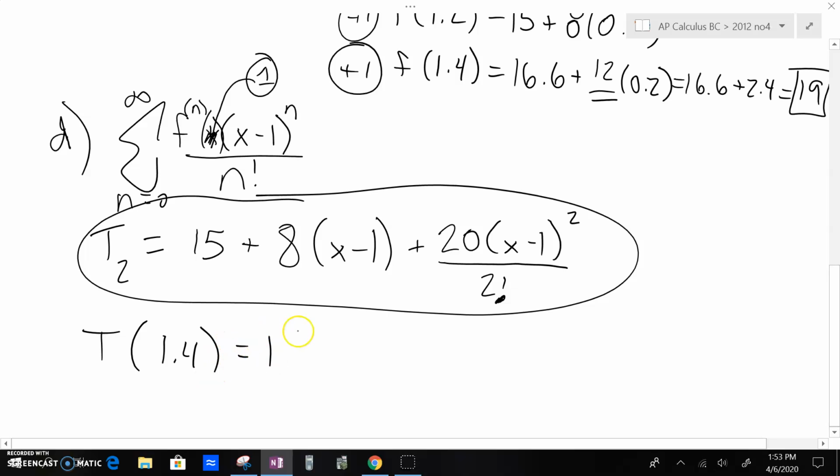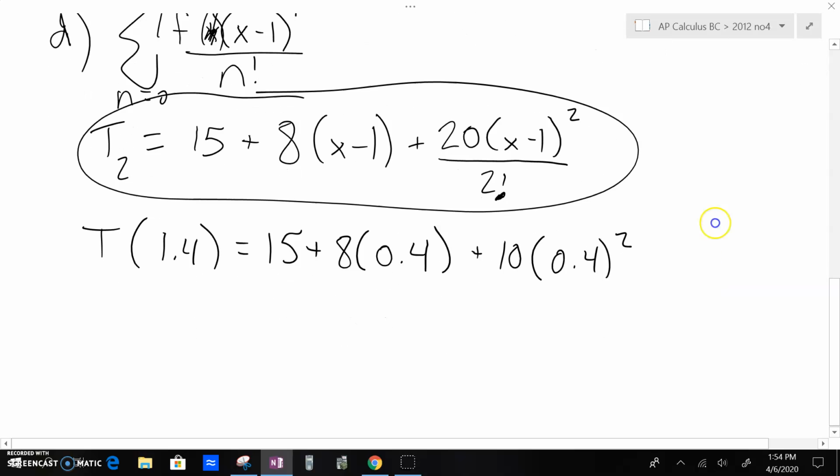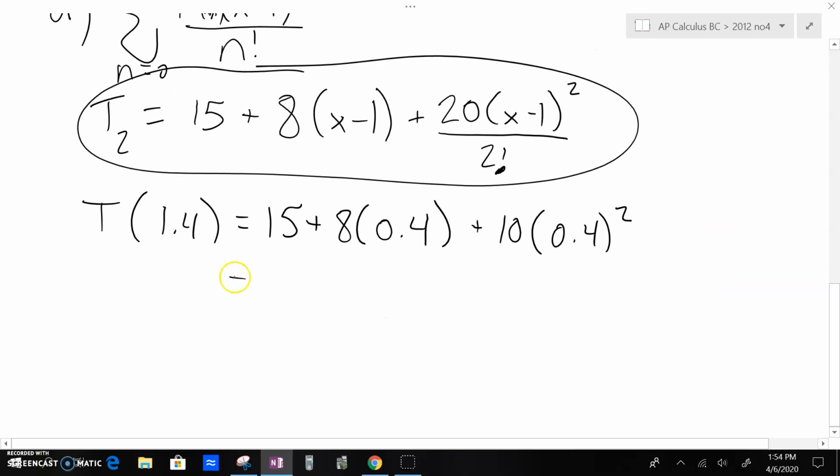Well, it's going to be 15 plus 8 times 0.4, because if I take 1.4 and subtract 1 from it, I get 0.4. And then I'm going to take 20 divided by 2. Well, 20 divided by 2 is 10. It's just a clever way to write 10. And then I've got that 0.4, I'm going to square it. And this is number 4, so this is by hand. You're not using a calculator on this.